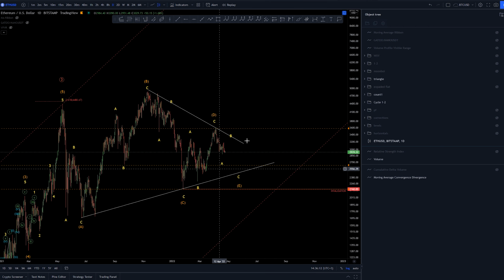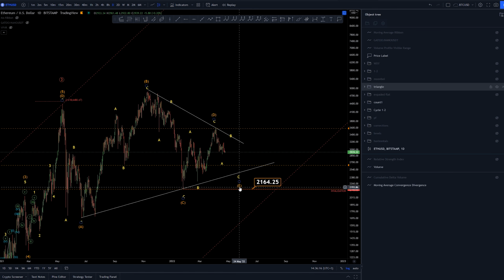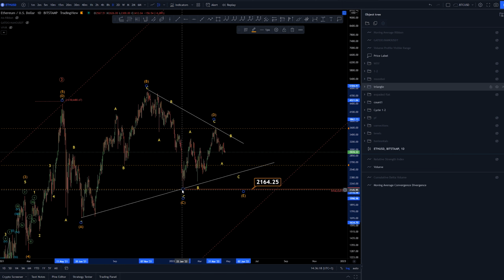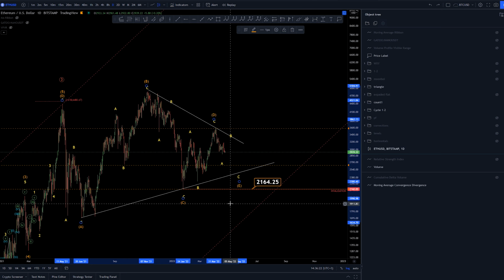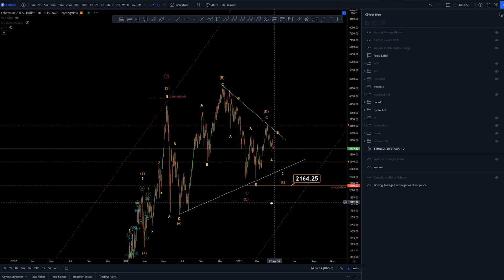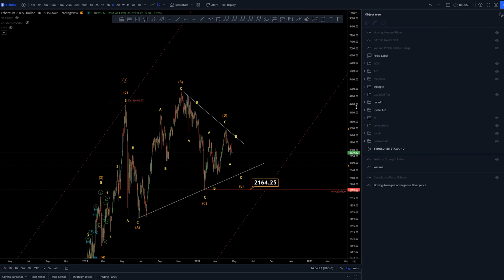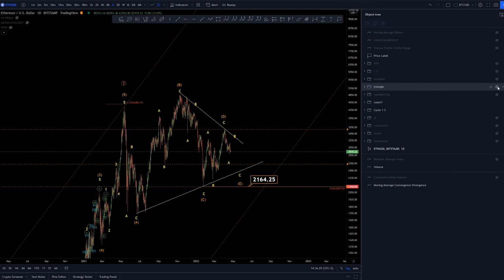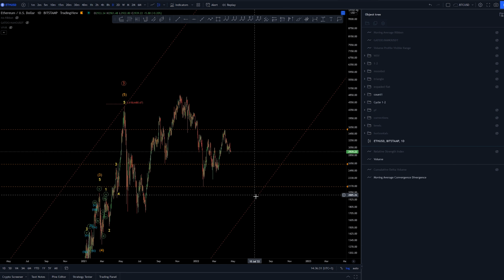Invalidation point down here around 21.50, at which point the E wave would be lower than the C wave, which would make this triangle impossible to be a triangle. Again, we have other counts to explain the price action if it does go there.